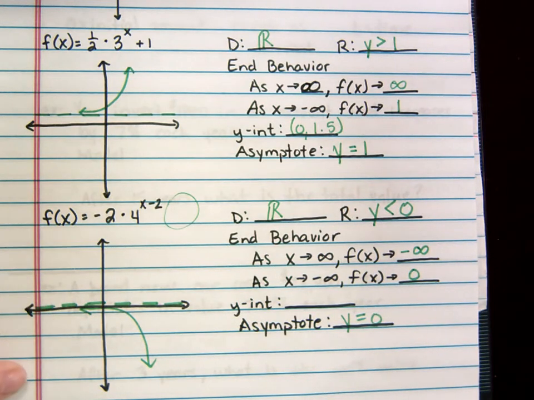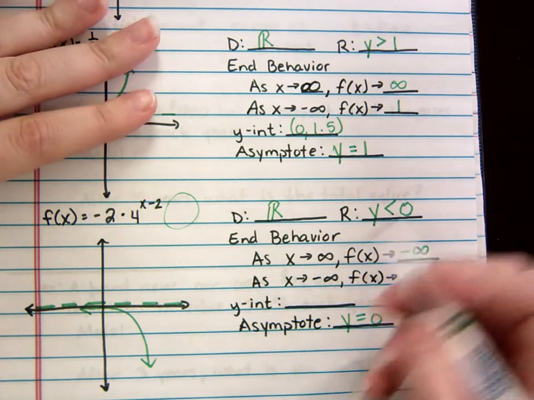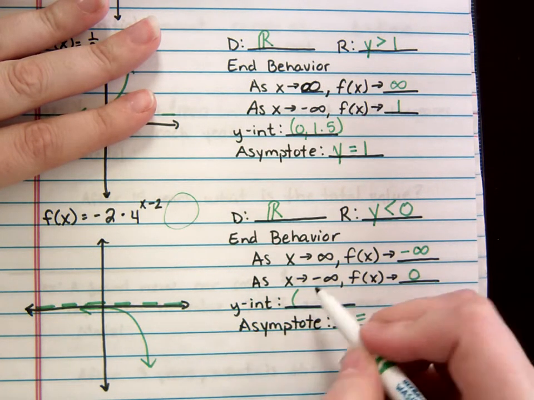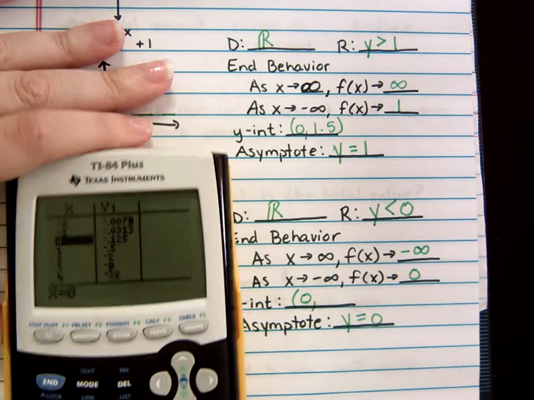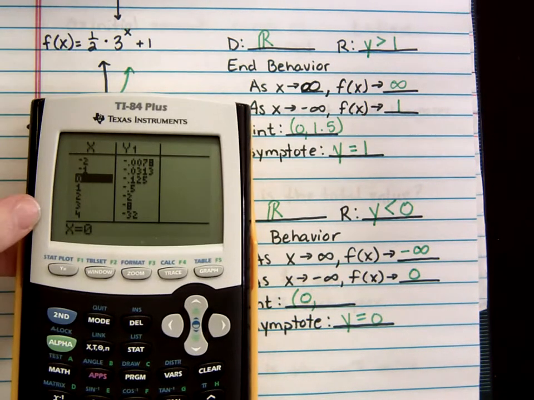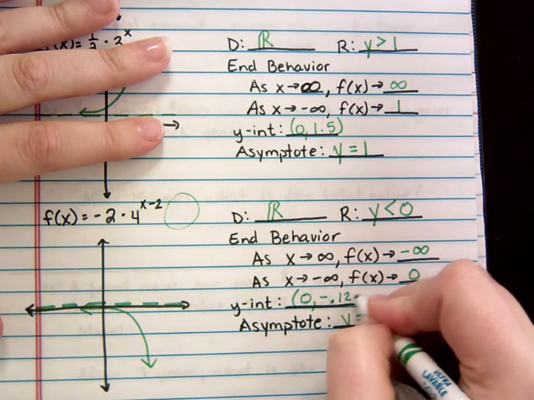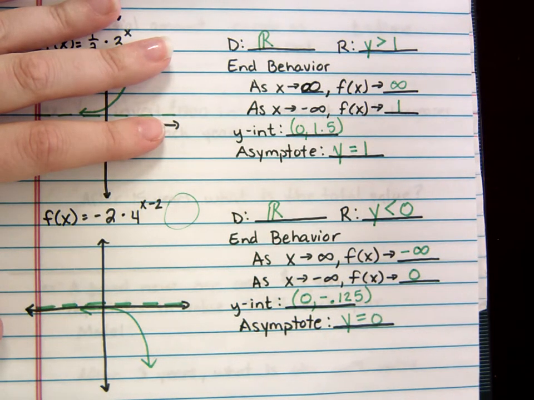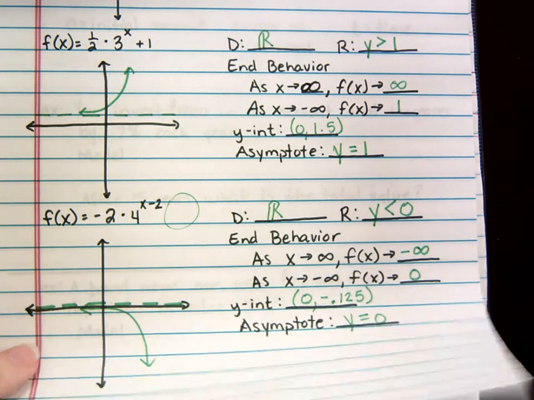And of course, the y-intercept is the point where it crosses the y-axis. It's also where your x is 0. So in this case, it's 0, negative 0.125. All right, so those are exponential function graphs.